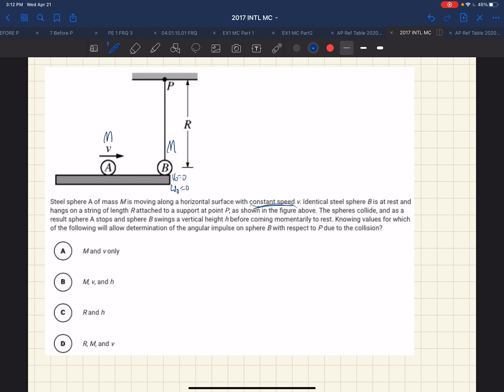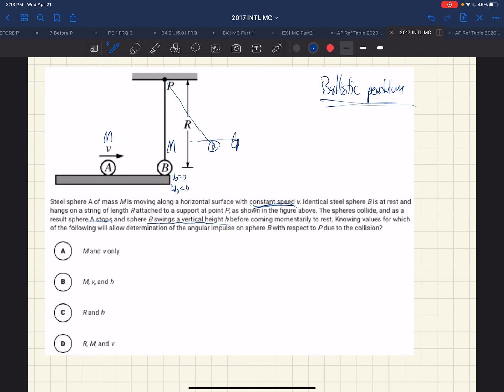It has a radius r, and it's suspended by a string. The spheres collide. So we should recognize this is a ballistic pendulum. Sphere A stops and sphere B swings to a vertical height h. So some height h, B goes up to, like so.